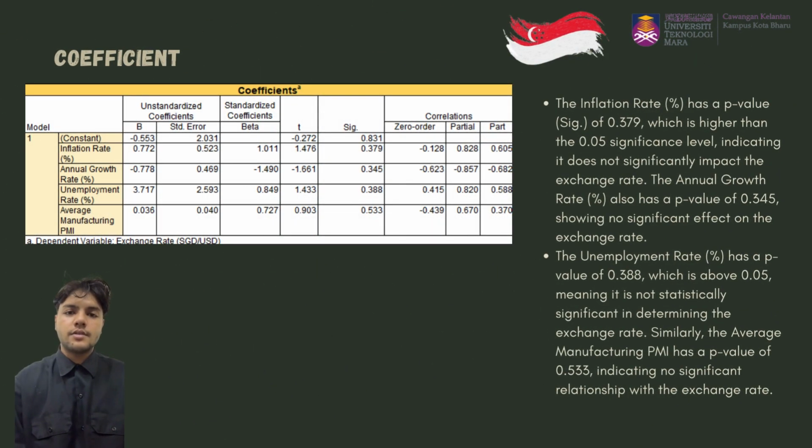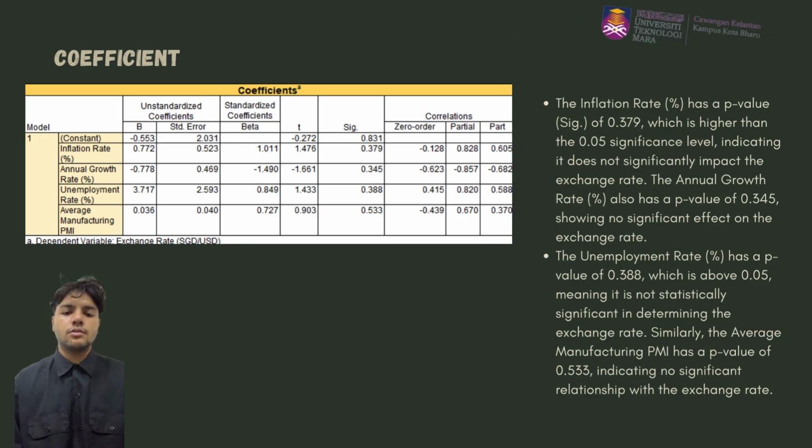Okay, next slide we have the coefficient analysis slide. The coefficient table provides detailed statistical values for the independent variables affecting Singapore's exchange rate. The p-values for the inflation rate 0.379, annual growth rate 0.345, unemployment rate 0.388, and average manufacturing PMI 0.533 are all above the 0.05 significance level. This suggests that none of these variables have a statistically significant impact on the exchange rate, reinforcing the finding from the ANOVA analysis. Thank you.